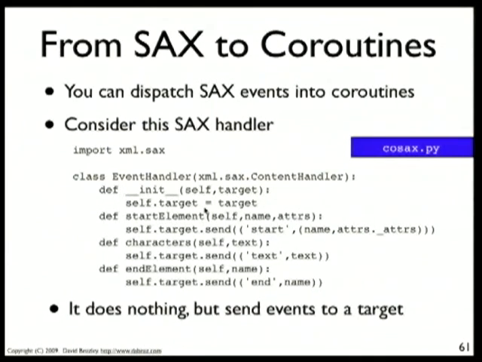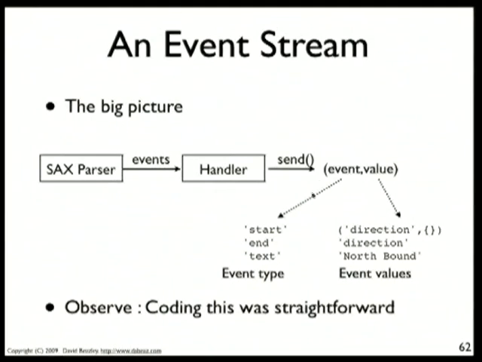So this is a version of this SAX thing where in start element, characters, and end element, I'm essentially just going to send a tuple where the tuple has an event type and the value has some information about what got parsed.